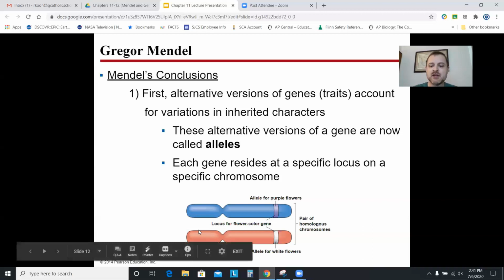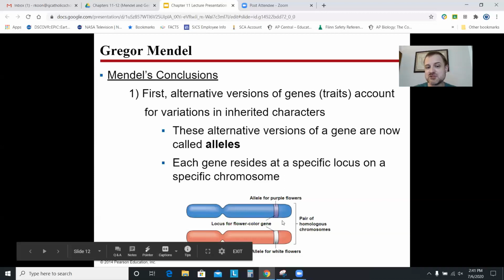And again, where the gene is located is the same on whatever chromosome it is, but the version you have might be different. This is a purple allele for flowers. This is a white allele for flowers. This is from the dad plant, from the mom plant. They're in the same position on the chromosome, but they just have different instructions.